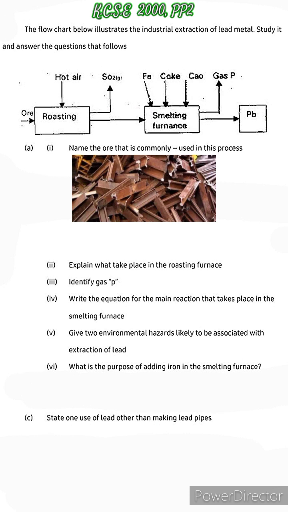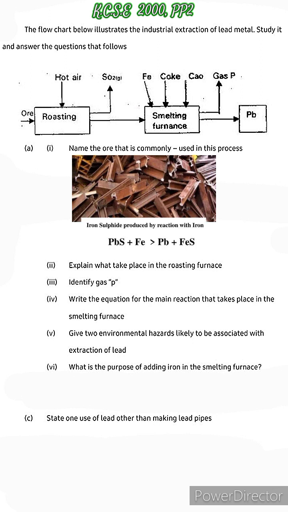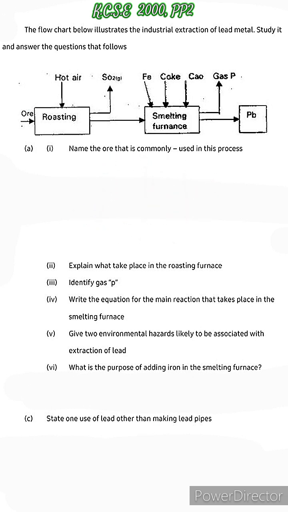In the roasting furnace, most of the lead 2 sulfide reacts with oxygen to form lead 2 oxide, but some of it does not react. The purpose of adding iron is simply to reduce any remaining lead 2 sulfide to lead metal. So there's our equation. We have lead 2 sulfide being reduced by iron. Remember, iron is more reactive than lead, to form lead metal plus iron 2 sulfide. So at this point, we should assume that all of the lead 2 sulfide has either been reduced to lead metal or to lead 2 oxide.